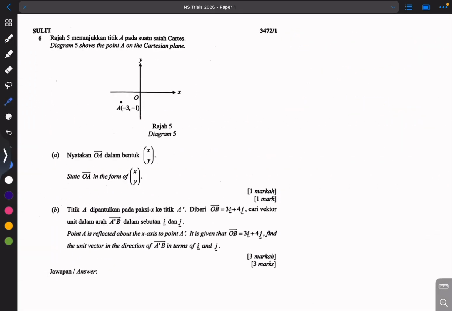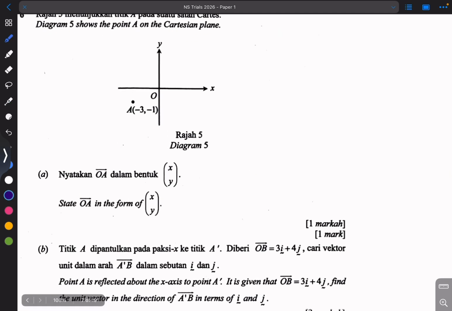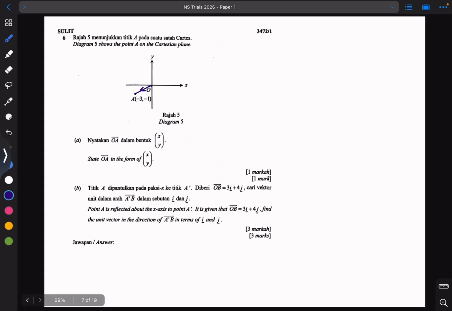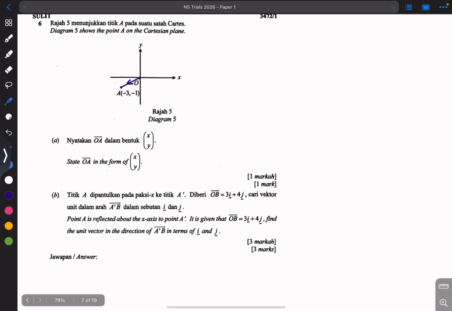Question 6. Diagram 5 shows point A on the Cartesian plane. So this is point A. State vector OA in this form. So this is the matrix form. We need to state the vector OA. So OA means whenever a vector starts with O, we call this the position vector. So from O to A, we need to find the vector. It's actually very easy, position vector. You just convert the coordinates into vector form.